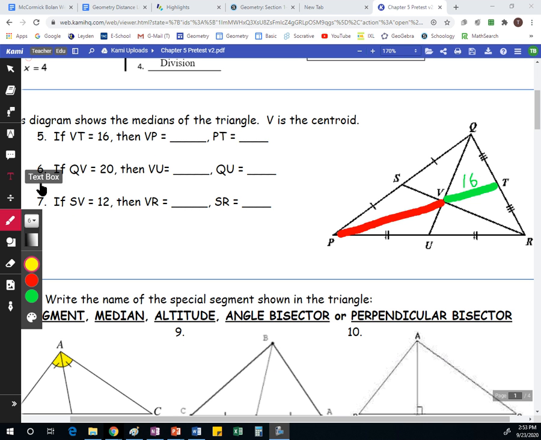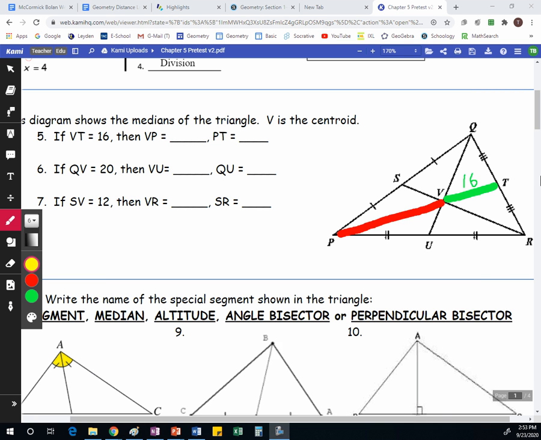For problems 5, 6, and 7, it might be helpful to have scratch paper. That's the way I always do it, where I can highlight the parts that I know. For example, the first part in number 5, it says VT is 16. So I put that in the picture with the little green thing. That length is 16, and it wants to know what the length of VP, the red part, is, and then the whole thing.